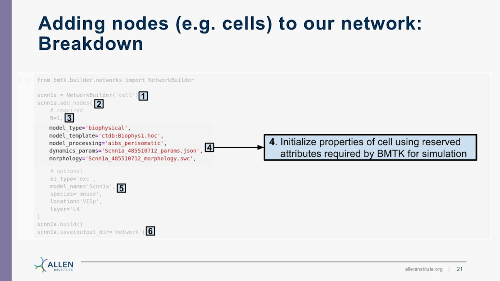The model type: you're telling BMTK that you are building a biophysical network model. The model template, in this case, usually for all the cells in the cell types database, you will use biophys1.hoc, which is the template in Neuron that it will use for creating your detailed biophysical model. The model processing here is perisomatic because we are using a perisomatic model. If you're using all-active models, this changes. You have more detail in the tutorial.